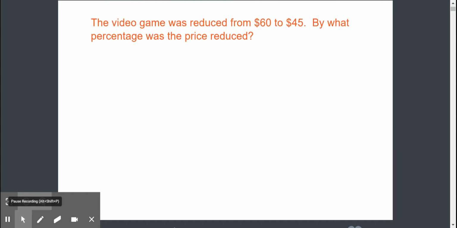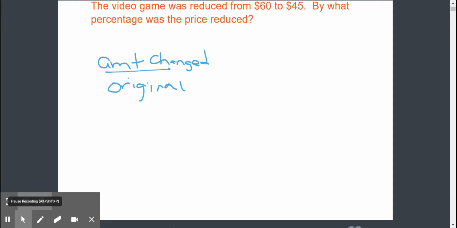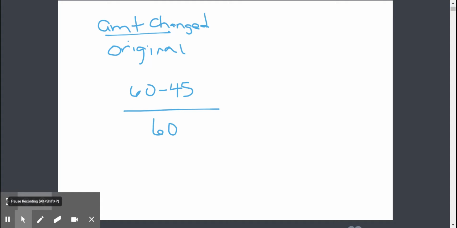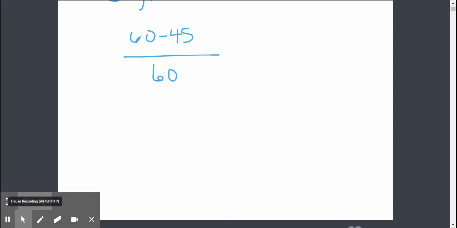All right, this one says, the video game was reduced from $60 to $45. By what percentage was the price reduced? So what's our first step? To find the amount changed. How are we going to find the amount changed? So we're going to take our big number and subtract our smaller number from it. And what's going to be our original amount? Today it's from $60, so it started at $60. What is 60 minus 45? 45, 50, 55, 60, so that's 15 over 60.